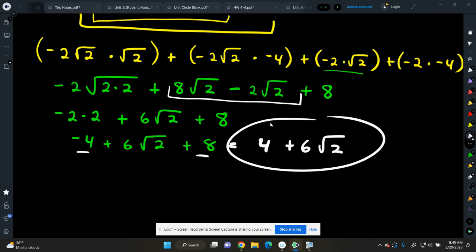Okay. Questions for me? Right, so we're distributing and simplifying. It's basically all we're doing. Okay, I have a worksheet for you. You can start it now, and when you finish, you're going to upload it to Google Classroom.